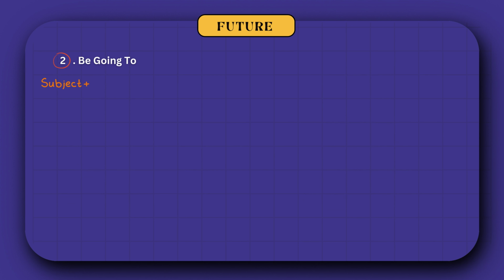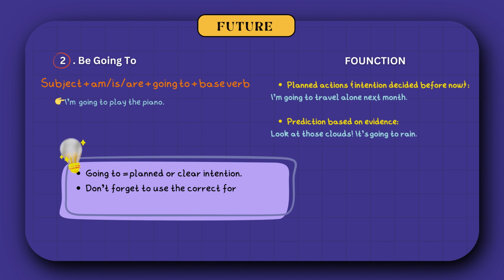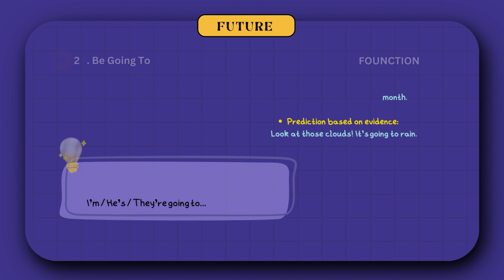I'm going to travel alone next month. Prediction based on evidence: look at those clouds, it's going to rain. Tip: Going to equals planned or clear intention. Don't forget to use the correct form of be: I'm, he's, they're going to.